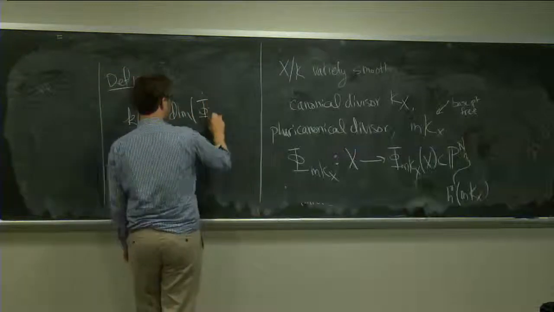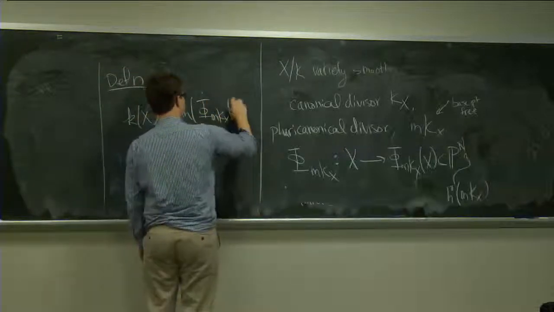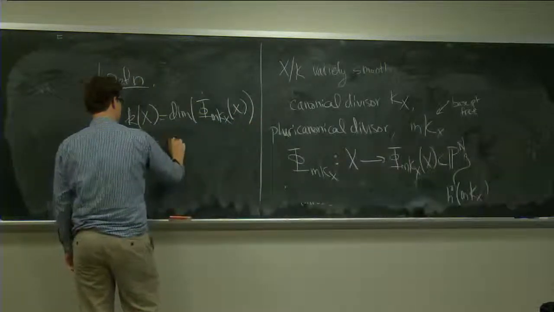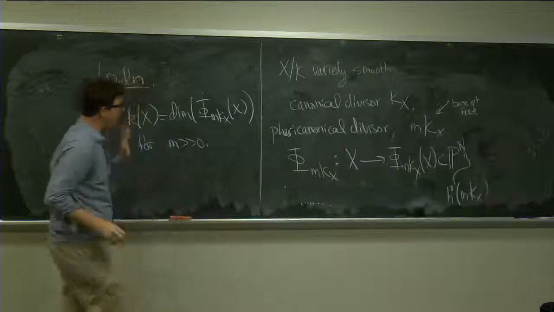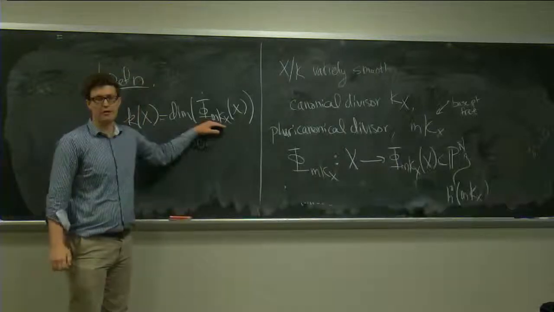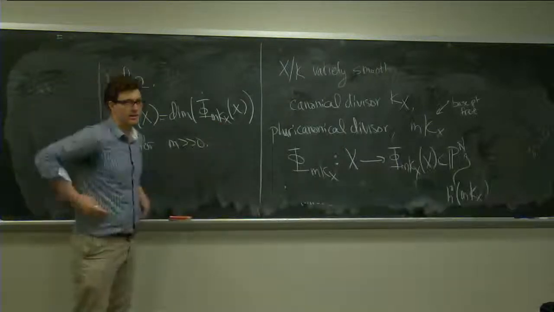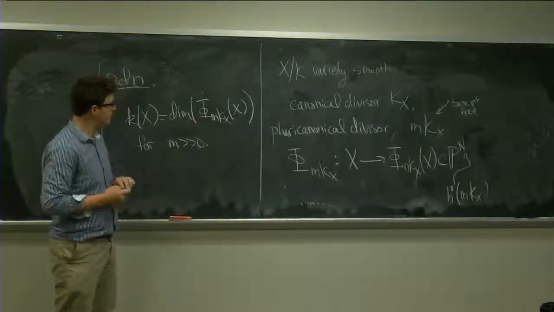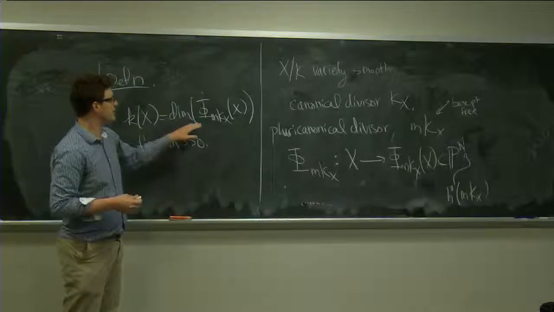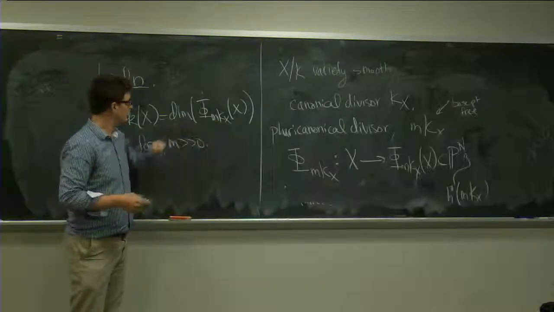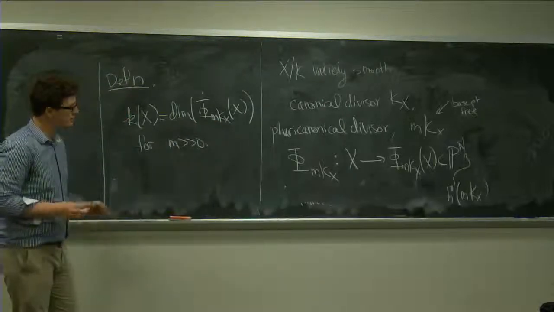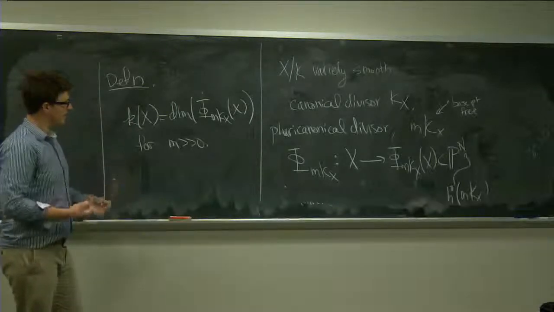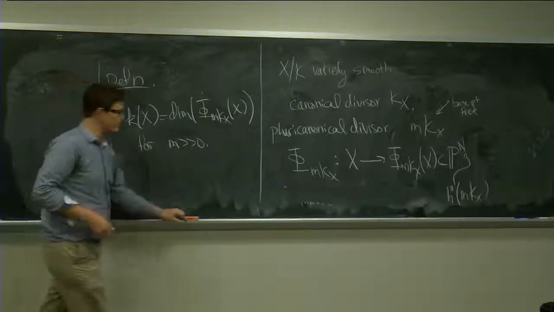So the image in general is going to be contracting for large m. Once you take this big enough power, it's going to give you as good, as big of an embedding as possible. And the dimension of your variety after you take this map will give you this canonical dimension. So this is an invariant of your variety, and there are some interesting things.